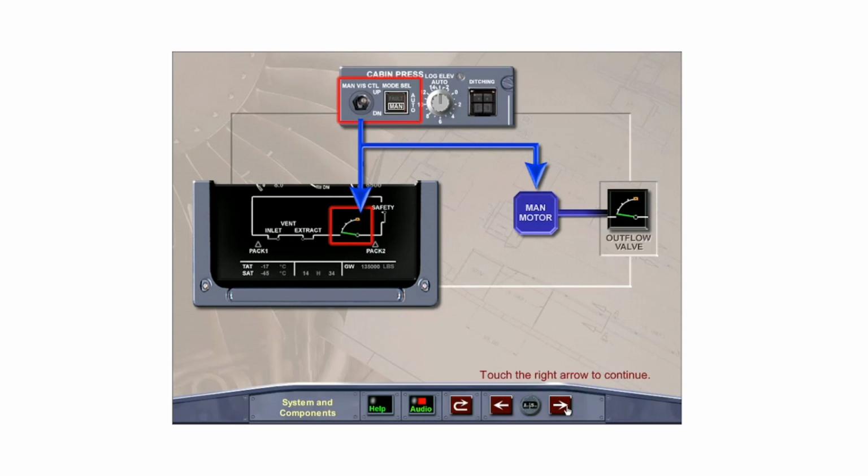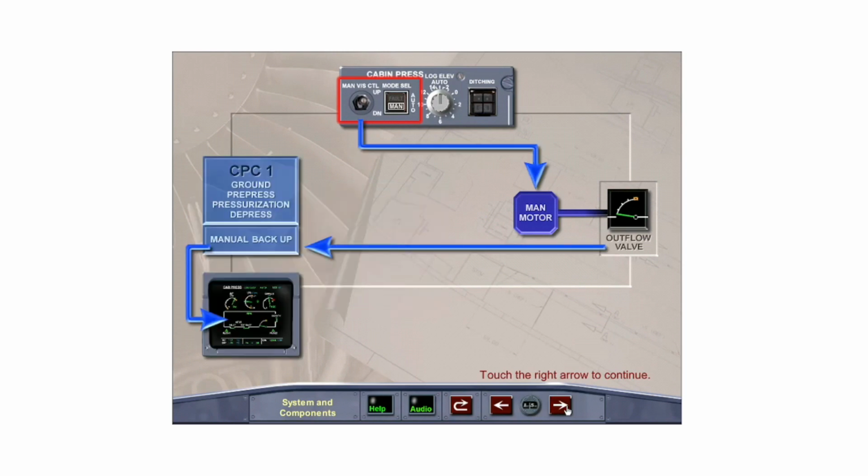In the manual mode, the crew can control the cabin pressure by using the manual vertical speed control toggle switch on the cabin pressurization panel. In manual mode, the number 1 CPC has an independent backup section with its own electrical power supply and pressure sensor to supply information to the ECAM.